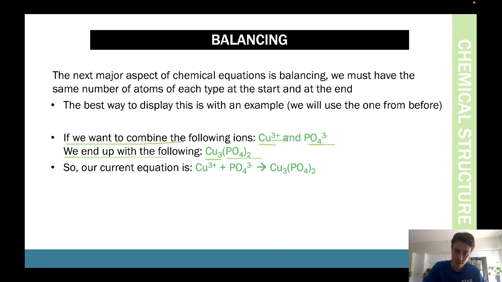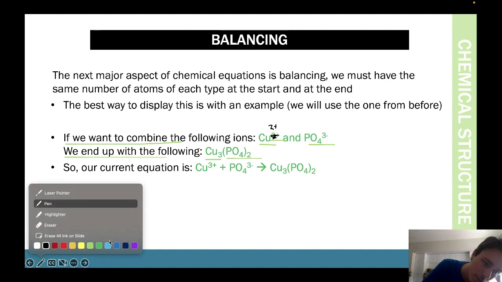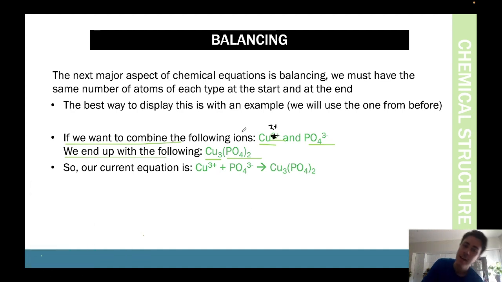We combine them because of the plus and the minus charges. Why have we got copper 3? This slide is slightly wrong. Apologies, that'll be my bad. That'll be a typo. So what we're actually working with here is 2 plus, and then the other one is 3 minus. That's correct. So when we look at these charges, we've got 2 plus and we've got 3 minus.